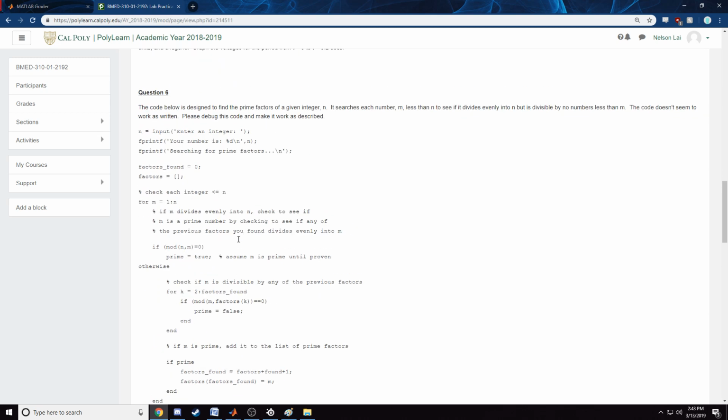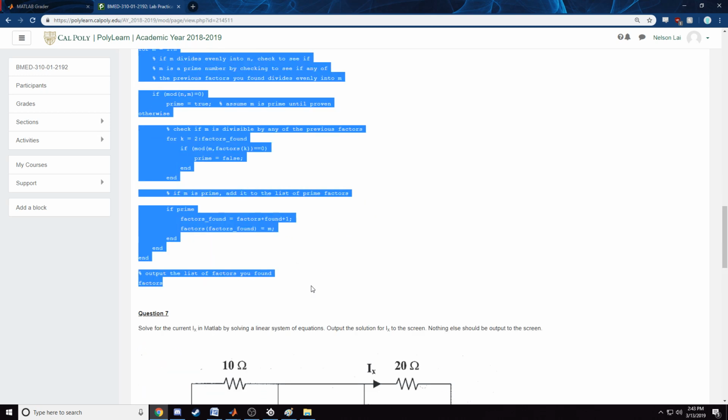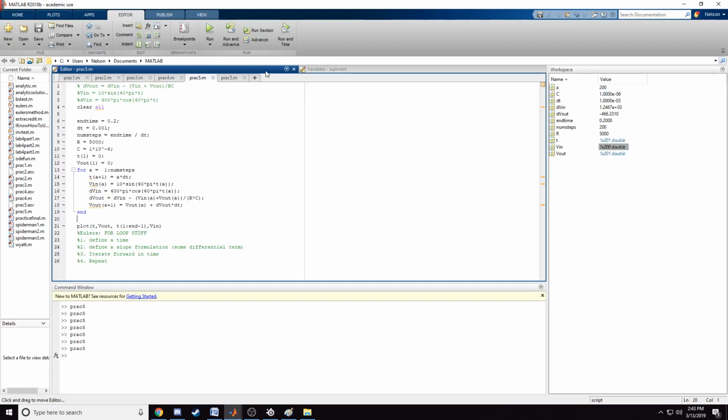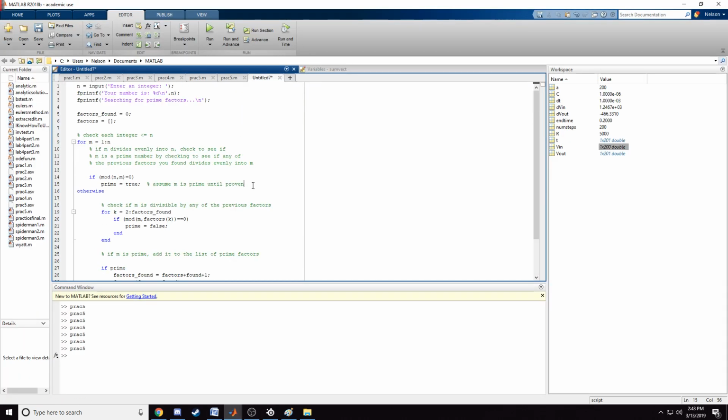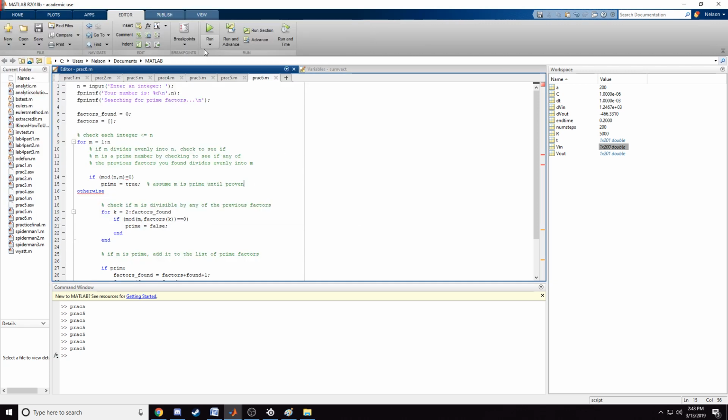Question six, not great. This code doesn't seem to work as written. Okay, sure. So we'll just copy it. When I was doing problem six in class, I noticed that it just straight up doesn't work as intended. But we'll talk about debugging for now. So if we just run this the way it is, it'll tell us line 14, incorrect use of equal operator.